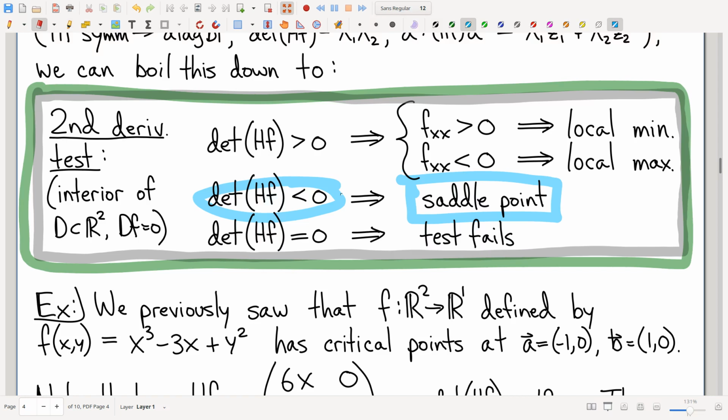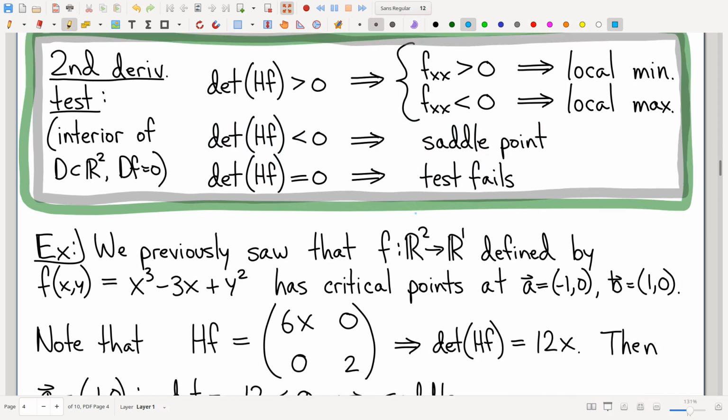Lastly, the determinant, of course, could be zero. If that happens, then very importantly, the test fails. It does not mean that it is a maximum. It doesn't mean that it isn't a maximum. It means we don't know. It means the test did not tell us anything, and we lose. Okay, so that's also a possibility.